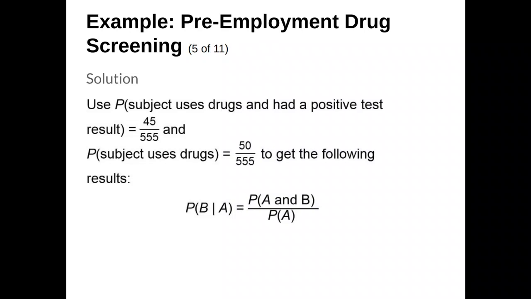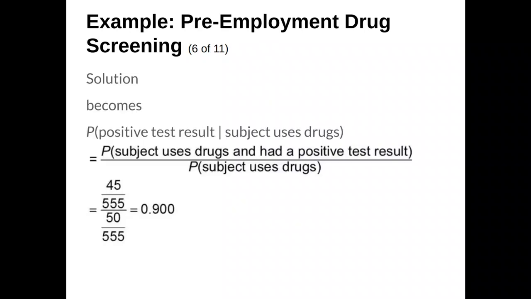Now, the subjects that used drugs, that's 50 out of 555, because of those who used drugs, there's 45 that test positive and 5 that test negative. There's 50 total. And so using this formula, we get 45 divided by 555 divided by the fraction 50 divided by 555. And when you divide a fraction by a fraction, some of you may remember that's multiplying by the reciprocal.